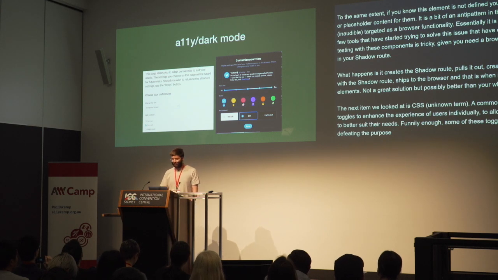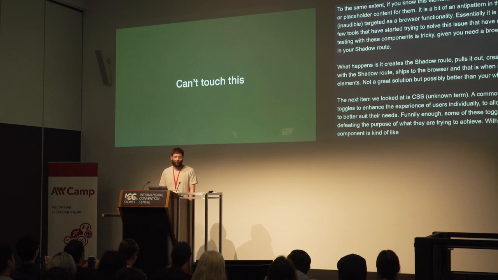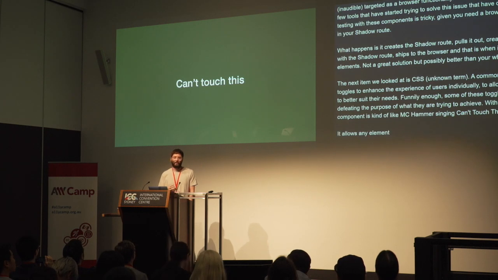But with web components, and I kind of like this, every web component is effectively MC Hammer singing "Can't Touch This." Global CSS can't access the shadow root. So generally these toggles set some global class or something that allows any element to override, to set new styles for any element that you have on your page.